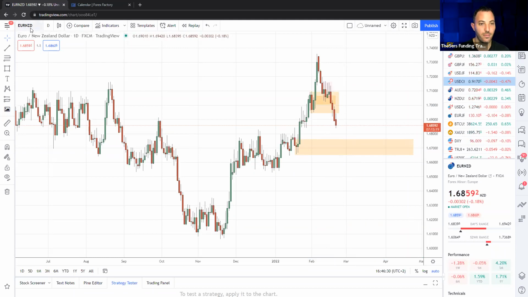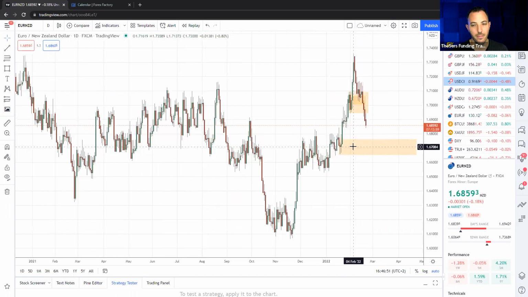But again, we have the expectation of the interest rate increments for the Kiwi. So that's why we see this strengthening here of the Kiwi against the euro. We should see a test of this demand. Depending on the outcome, we should see buyers coming into the market here. So my very next trade would need to be a buy of this area right there.